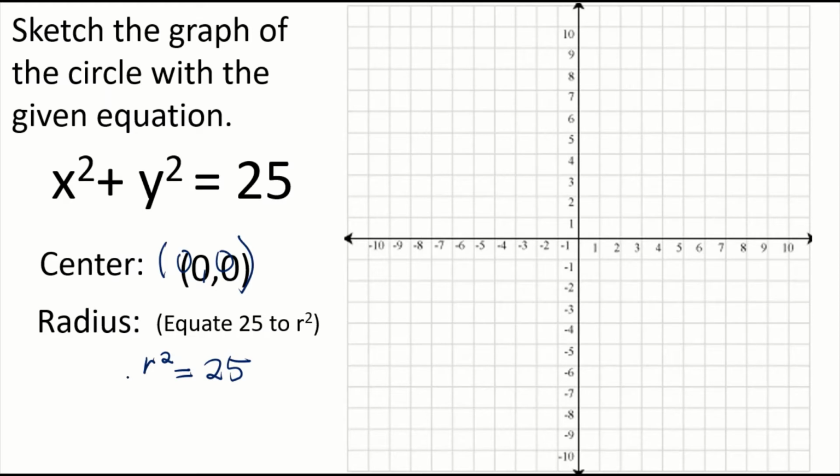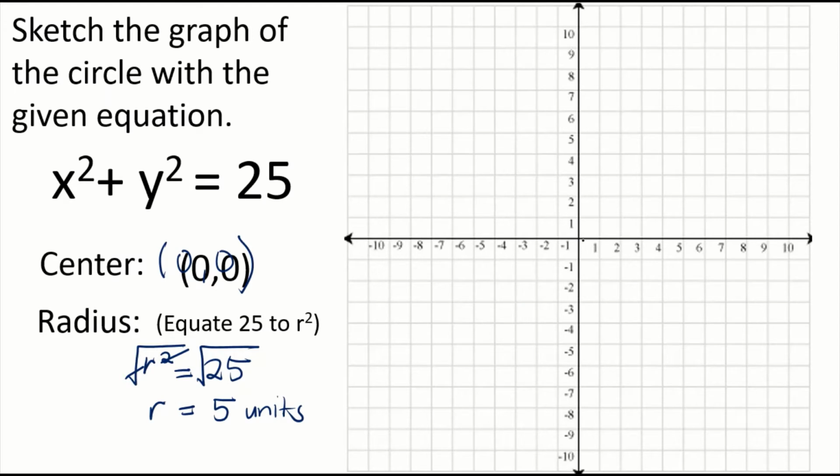And then, para r na lang matitira, i-square root natin both sides of the equation. So, square root, square root. So, r is equal to square root of 25, that is 5. So, the radius here is 5 units.